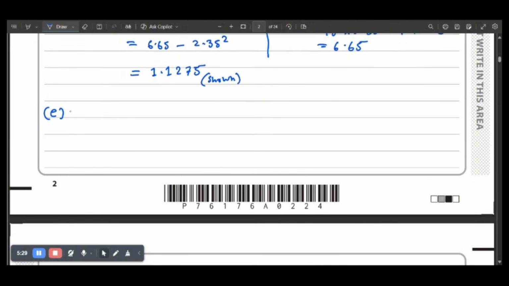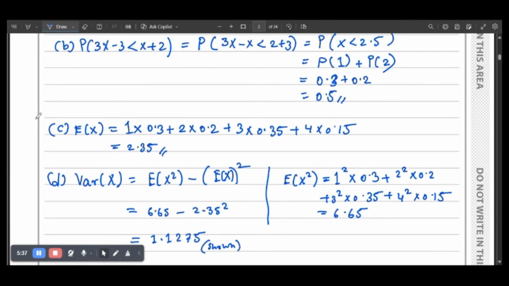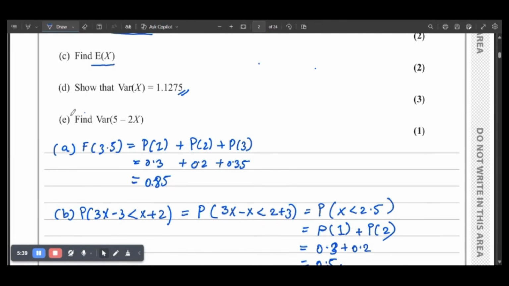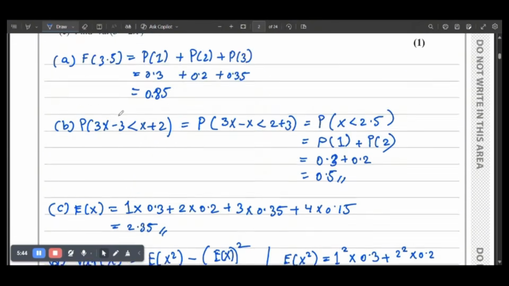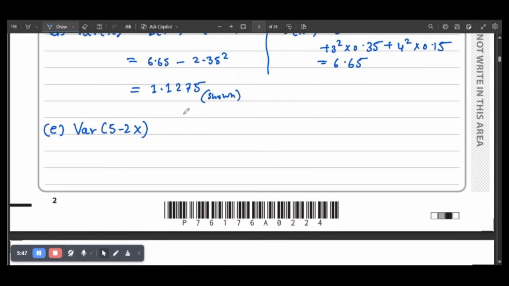In part E, we have to calculate the variance of 5 minus 2x. Here in part E, we have to find the value of the variance of 5 minus 2x. What has happened here is the variable x has been transformed, has been changed by horizontal and vertical.